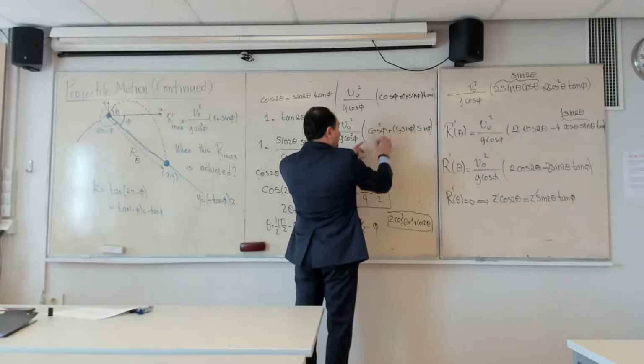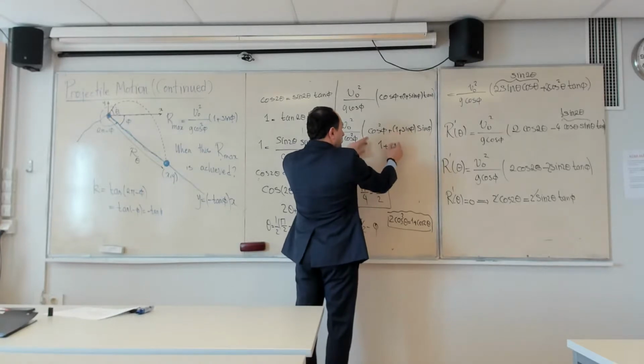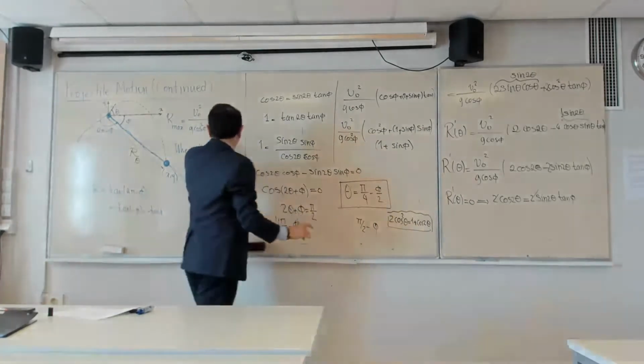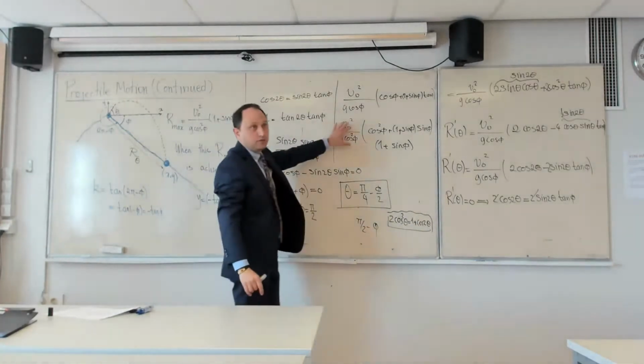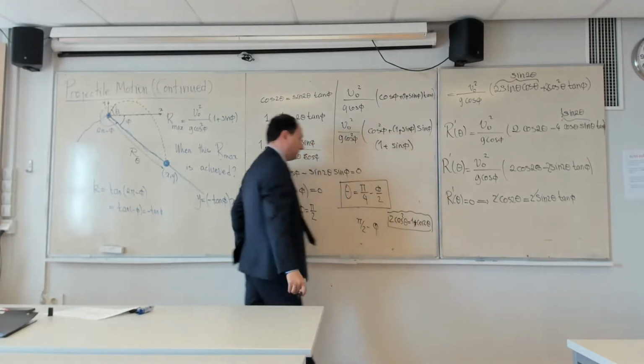Why? Because I multiply this here. It becomes sine squared plus cosine squared, which is 1. And then this is sine. And then we are done. This is exactly this expression. And this is exactly that expression. So this formula was not right. This is positive.